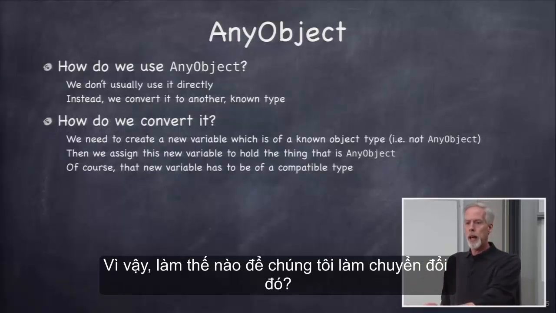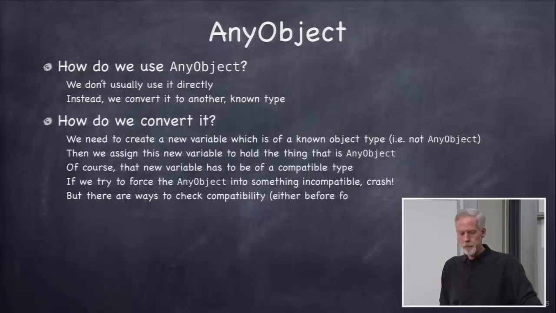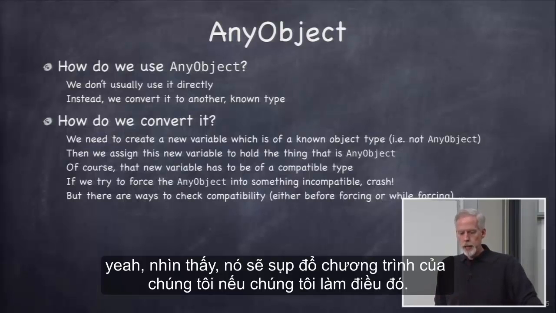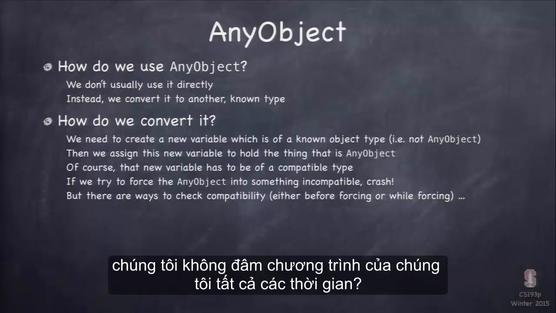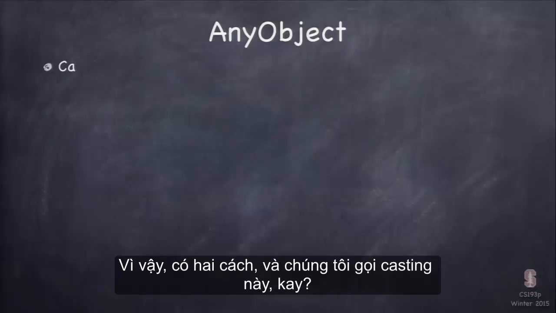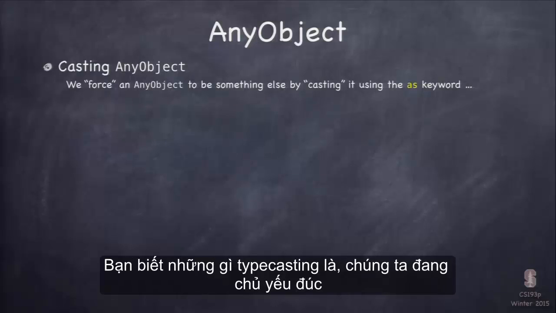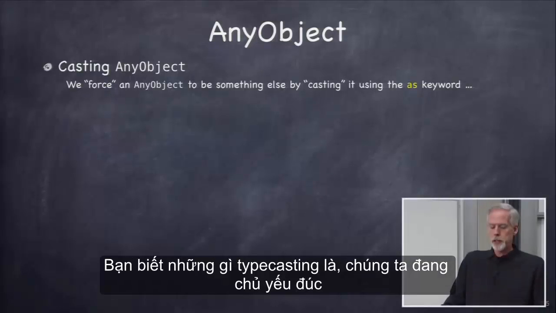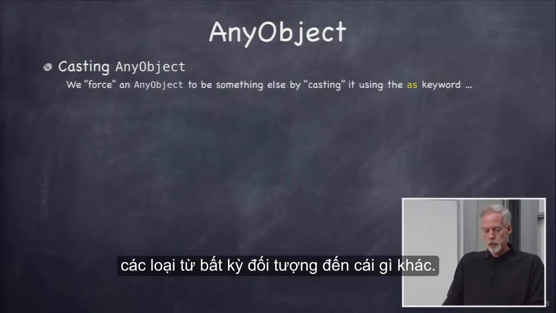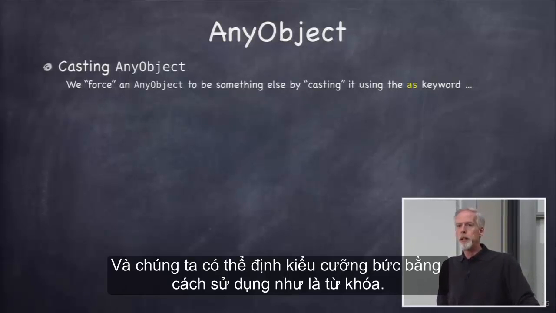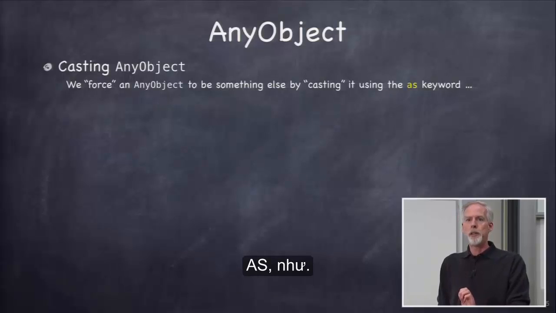So how do we do that conversion? Yes, it would crash our program if we do that. How do we do that conversion safely so we're not crashing our program all the time? So there's two ways, and we call this casting, okay? You know what type casting is. We're essentially casting the type from any object to something else. And we can typecast forcibly using the as keyword, as.